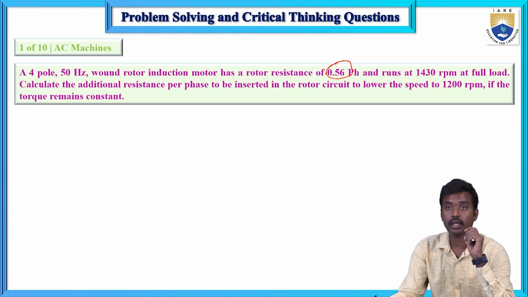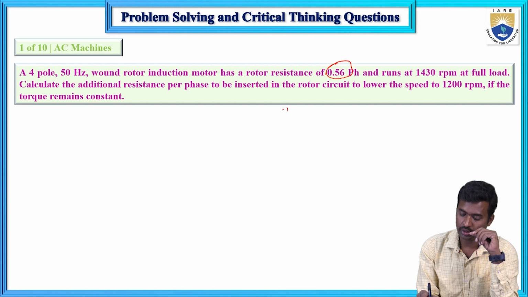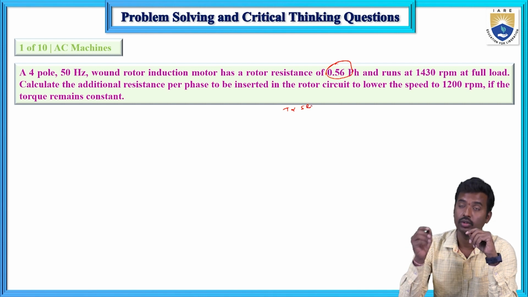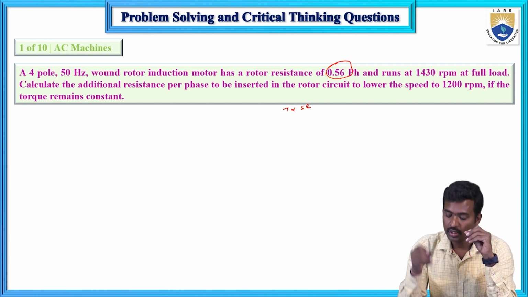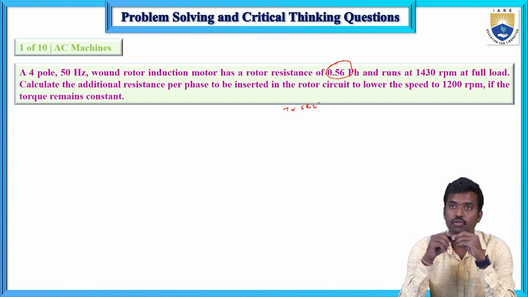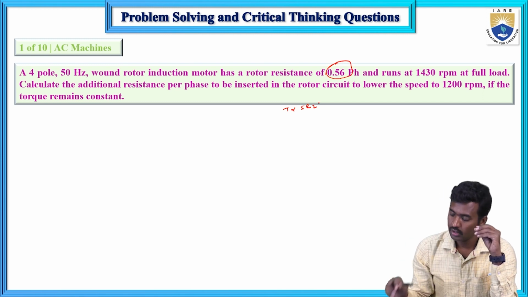If the torque remains constant, it means torque is directly proportional to the slip and R2. Torque depends on slip and rotor resistance. So we know this formula, torque and slip. Next, the induced EMF in the rotor circuit: the relation is S into E2 square into R2, that is proportional.